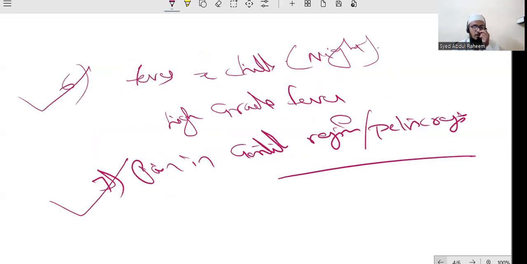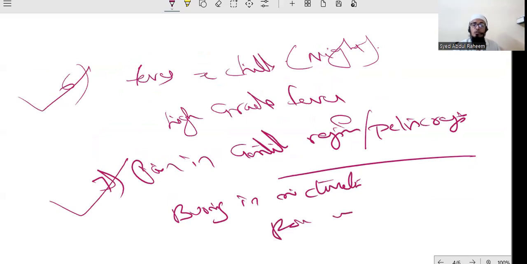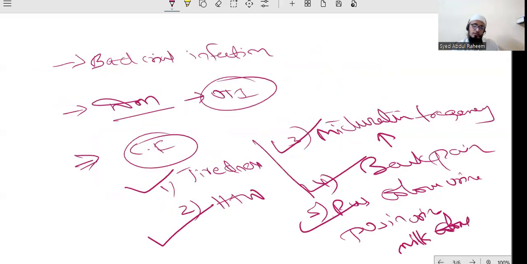In UTI, the patient will complain about burning micturition, also pain while passing urine. Okay. So these are the symptoms which help us to diagnose UTI.